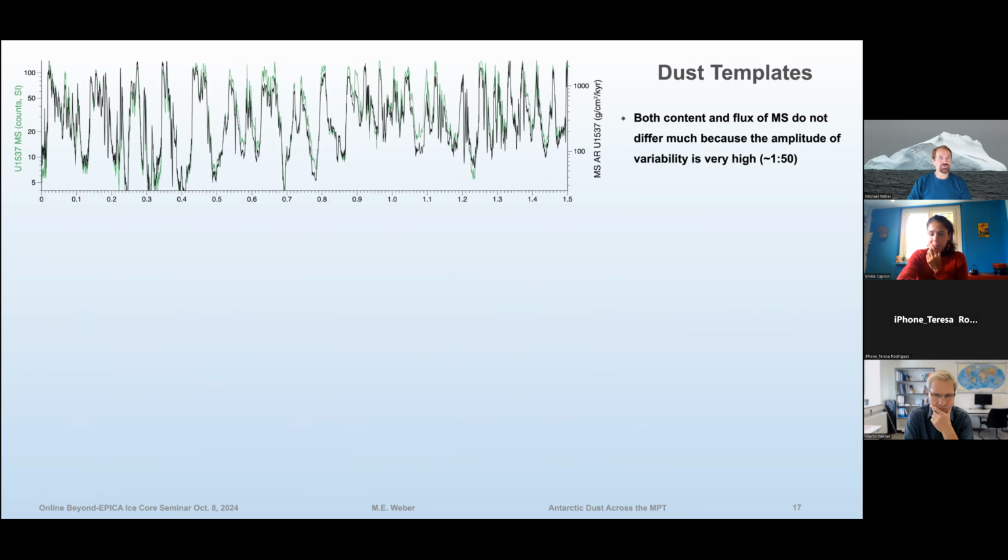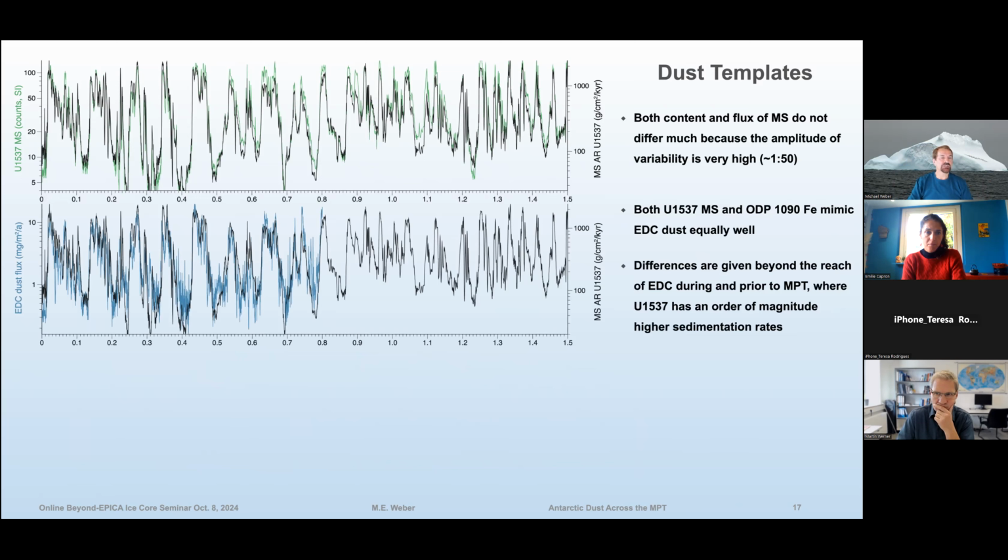Now, what we can also do is convert that magnetic susceptibility count record into an accumulation rate. But since the accumulation rate is high during glacials, that curve will even become more spiky. So the glacial to interglacial amplitude is gigantically high, at least 1 to 20, up to 1 to 50 or even more. And if we take that dust accumulation record and compare it again to the dust flux record of EDC, we really see that there is an astonishing correlation between the 2 sites.